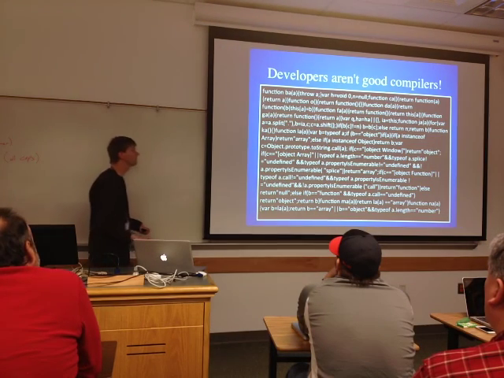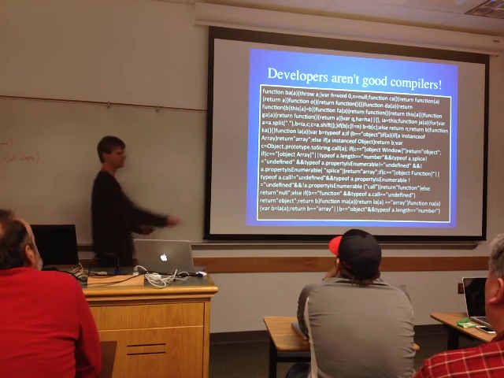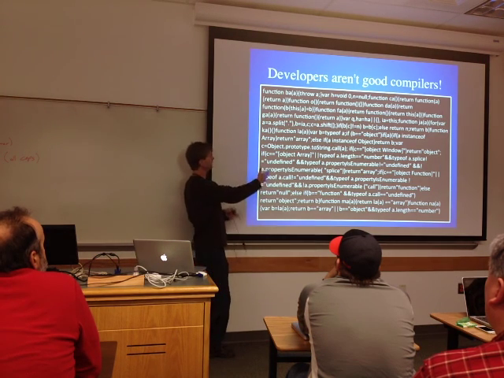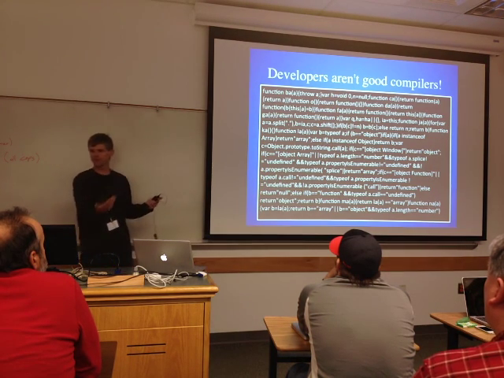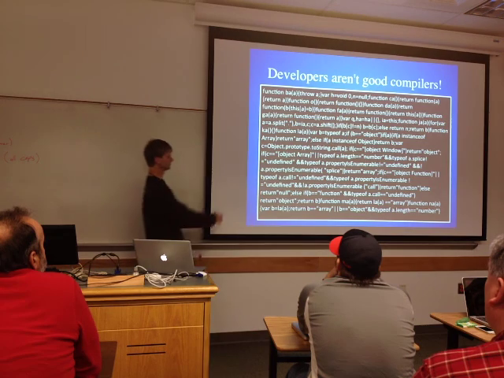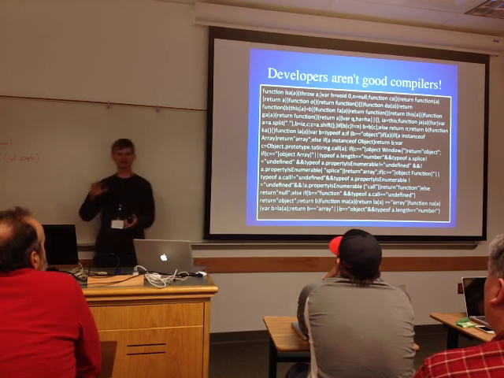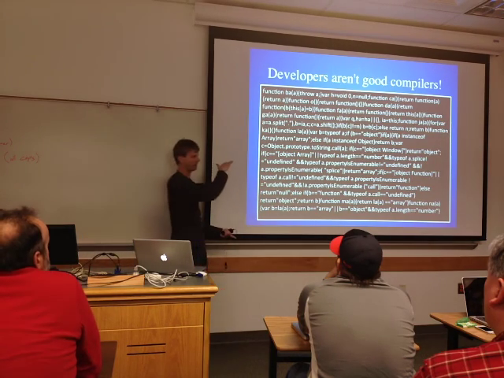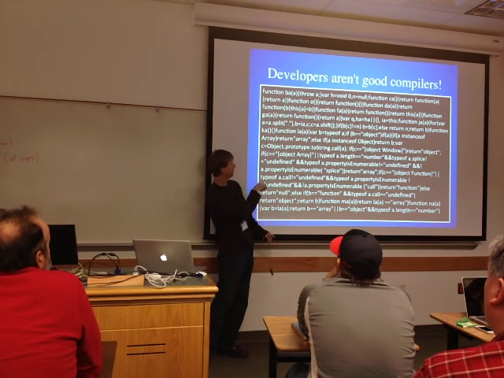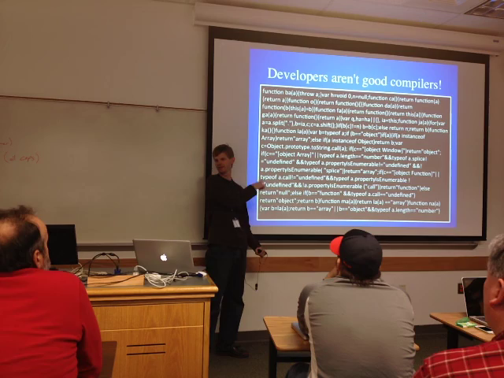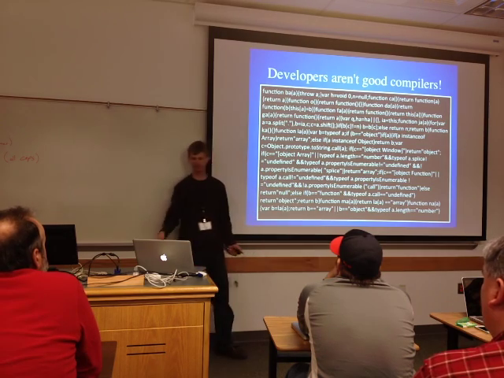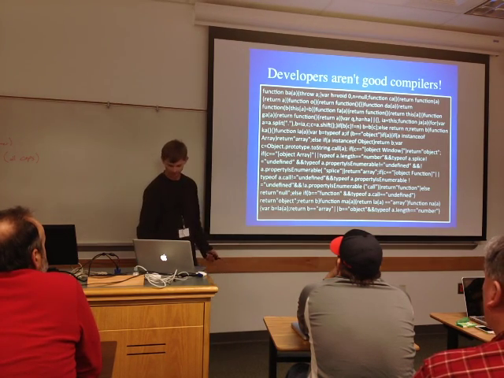So developers don't make good compilers. Nobody wants to read this, right? This is what I want my code to look like to minimize the bandwidth going down the wire: there are no spaces, all my variables are single names, lots of things have been inlined. This is what I want delivered to the client. But nobody really wants to be the guy who gets to maintain and read that kind of stuff. We don't make good compilers as developers.